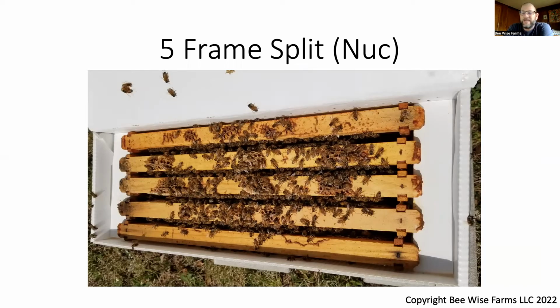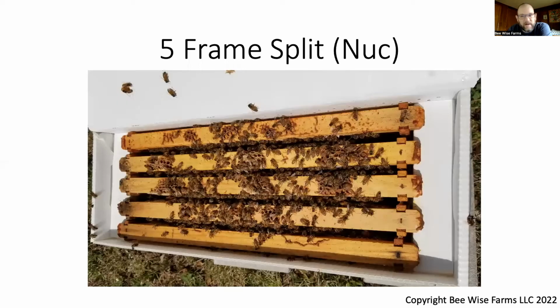So when we are taking 5-frame splits, and this is, again, the most basic form of splitting a colony, this is what you're going to be building. So you have your 5 frames in this box. This is typically how a lot of us sell nukes. This is a Jester bee box, nuke box, and we sell all of our nukes in these packages. So this is what you get when you purchase a nuke from somebody.